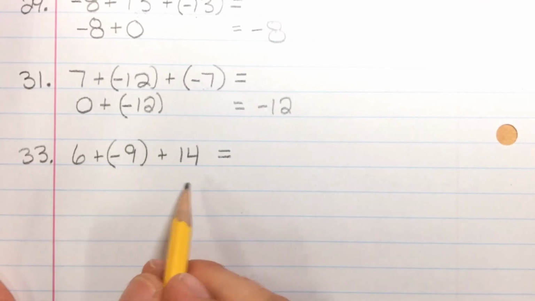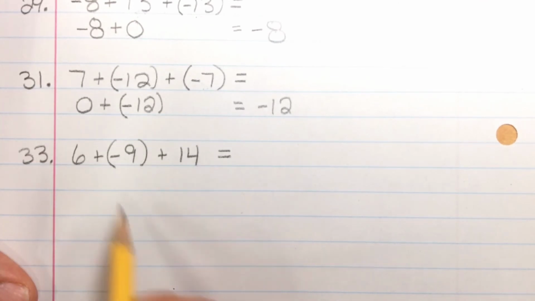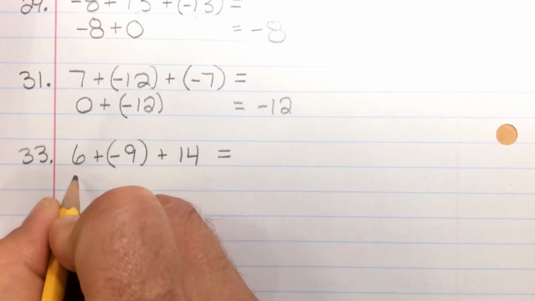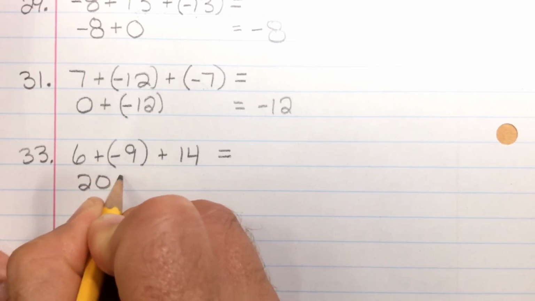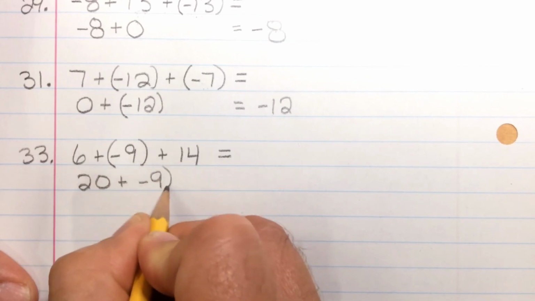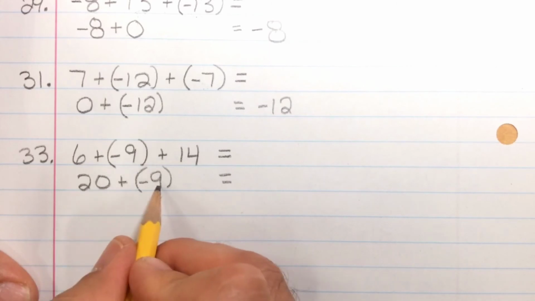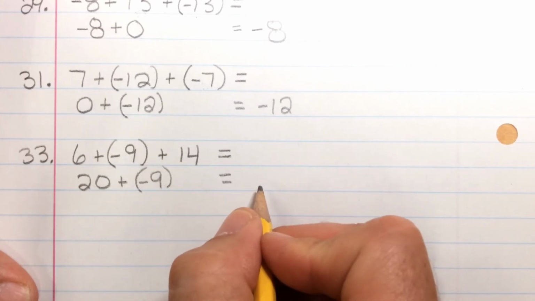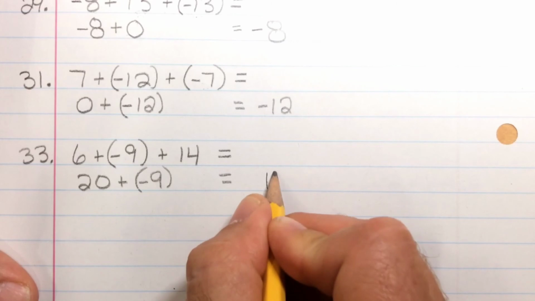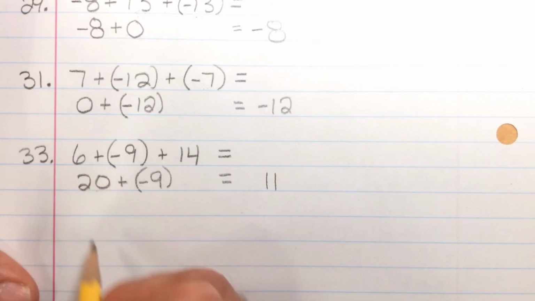This one doesn't have opposites I can add together, but I'd actually like to put the positives together first. 6 plus 14 is 20, plus -9. Well, now I've got different signs, a positive and a negative, so I subtract. And I keep it positive because 20 has a larger absolute value than -9, so positive 11.